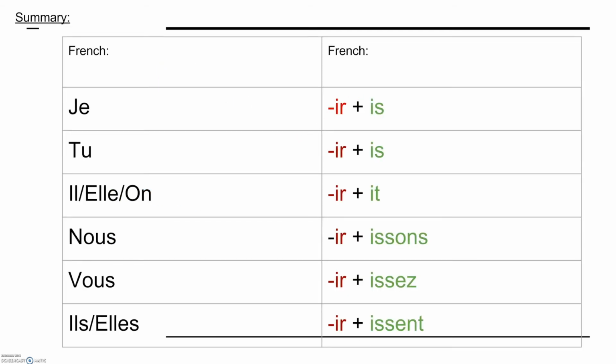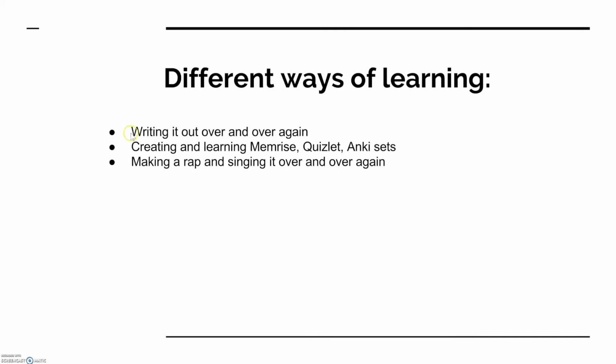So those are the endings. This is a summary of how to conjugate verbs in the present tense. So for IR verbs, regardless of the personal pronoun, you're always going to chop off the IR and add the appropriate ending. So different ways of learning, I've talked about this before. I'll create a quizlet set and put a link in the description.